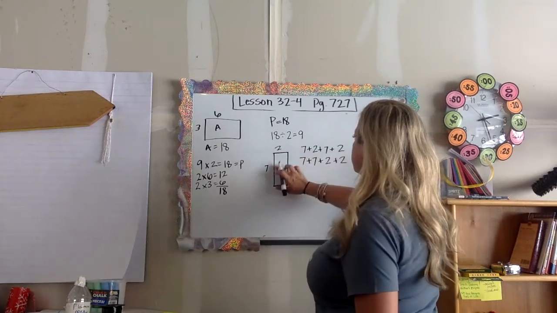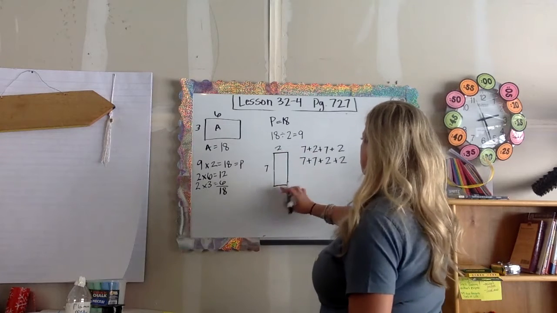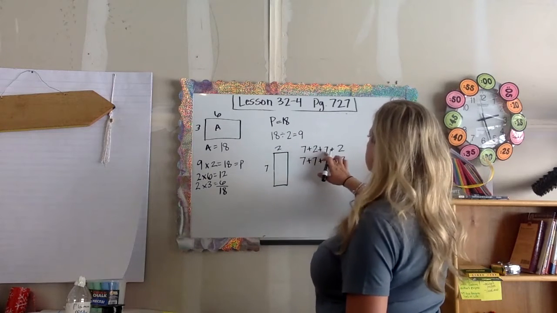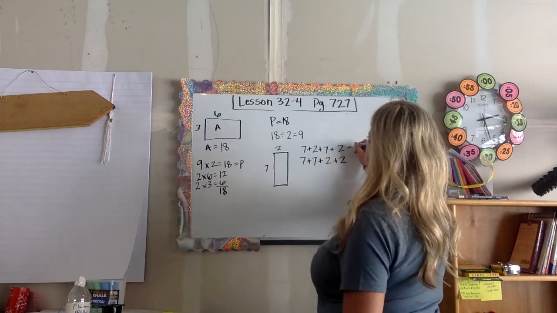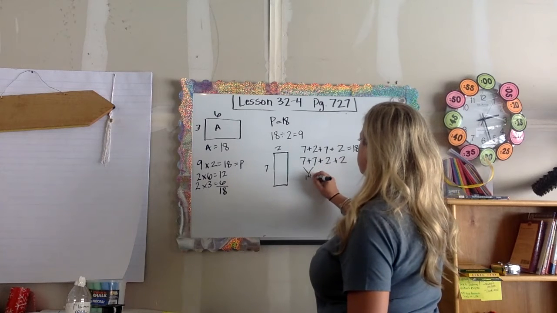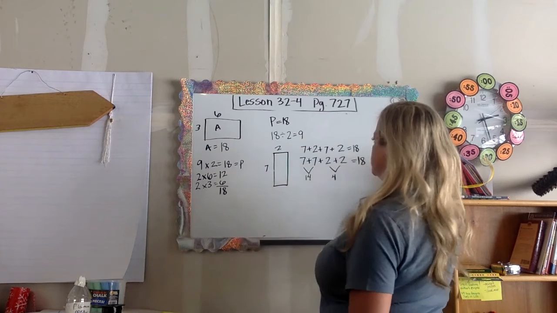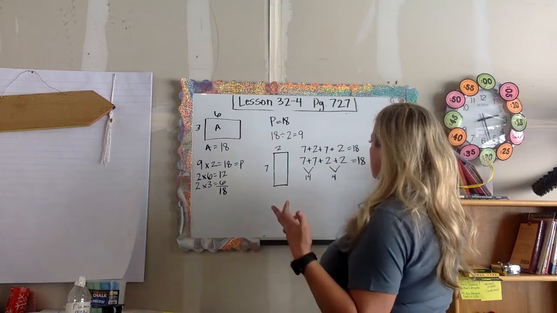Here I'm going around 7 plus 2 plus 7 plus 2, and here I'm doing 7 plus 7 plus 2 plus 2. 7 plus 2 is 9, 7 plus 2 is 9, 9 plus 9 is 18. 7 plus 7 is 14, 2 plus 2 is 4, 14 plus 4 is 18. So I have the same perimeter.